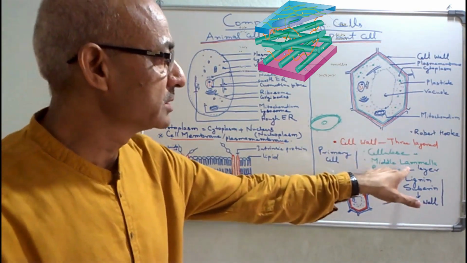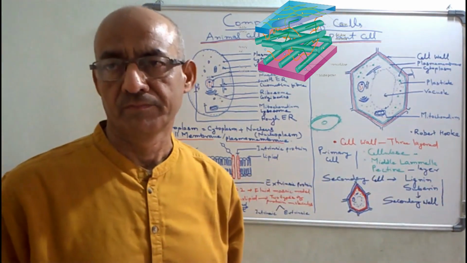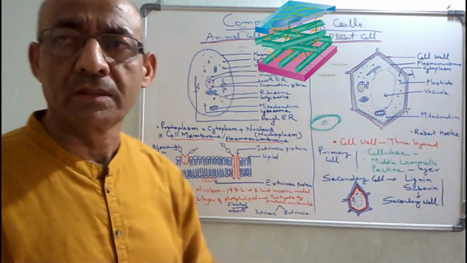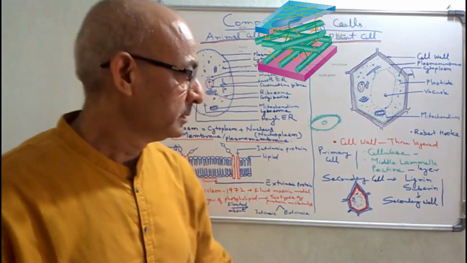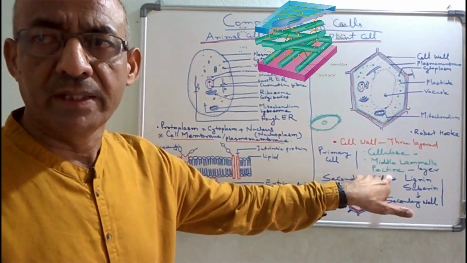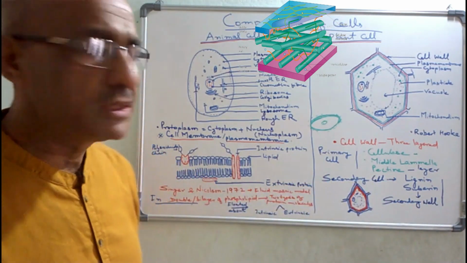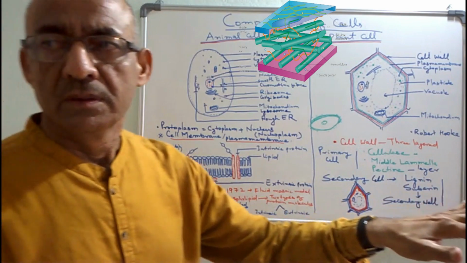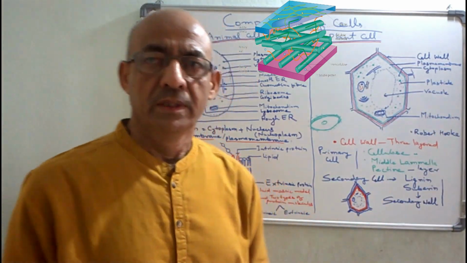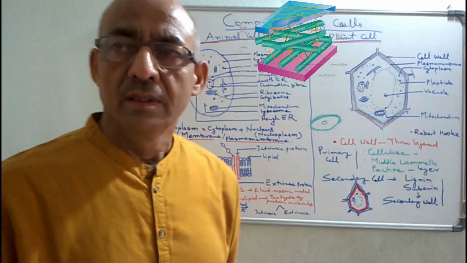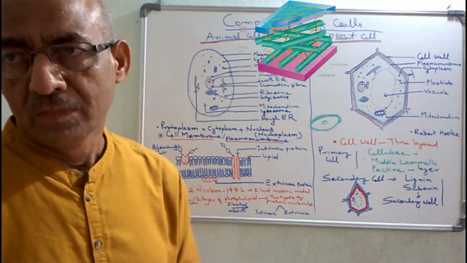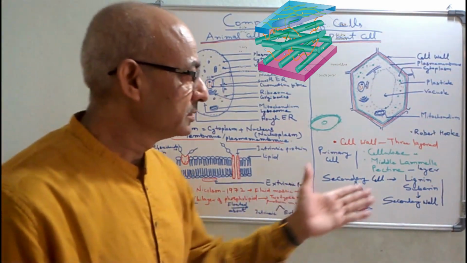That space is called the middle lamella. In the middle lamella there is another layer that is made up of pectin. Actually, pectin separates each individual cell from the adjacent cells. Thus, each cell has a cell wall made up of 3 layers.